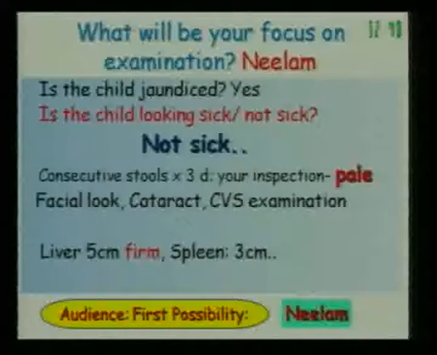And Neelam, your possibility? Biliary atresia. First possibility. You have to keep it in mind. You may have 20% children who may have pale stools and yet they are looking well, but all right. This patient, unless proved otherwise, the child has to prove himself or herself not to be biliary atresia.